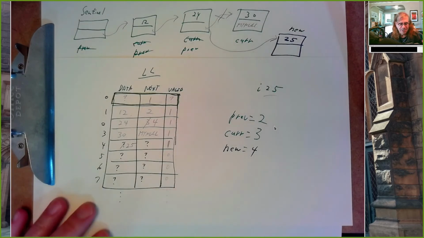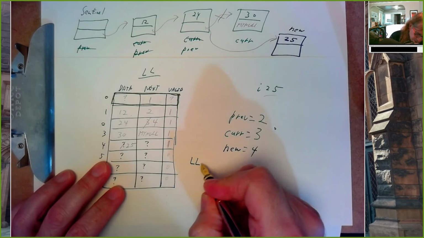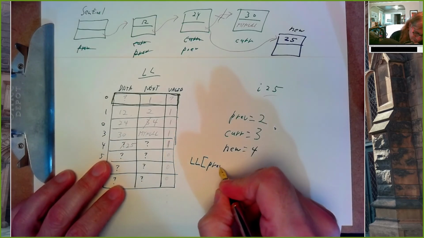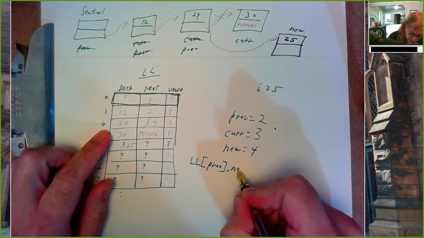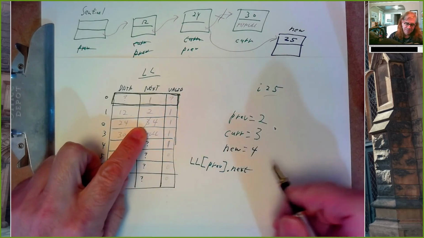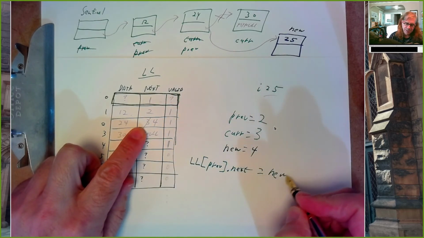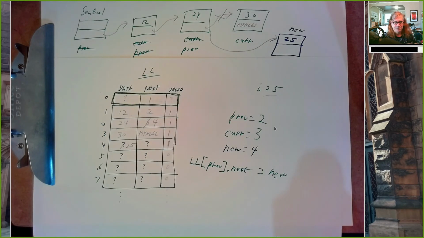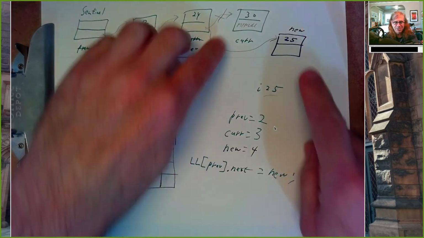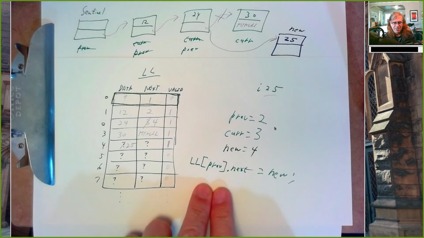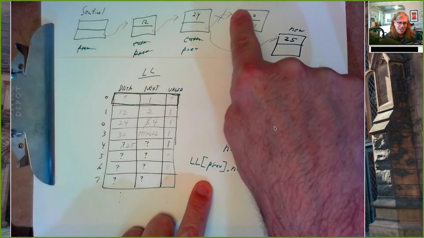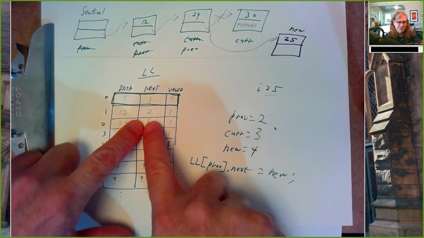And what does that look like in code? linkedList[previous]. That's this entry in our array. .next. That's the next field. Should equal new. That's not pseudocode, that's actual C code. And if we've marched through and we've got previous and current as the node before and after where we want to insert, and we've got new as the index of our new node, this line of C code changes that arrow to this arrow. It changes that 3 to a 4.